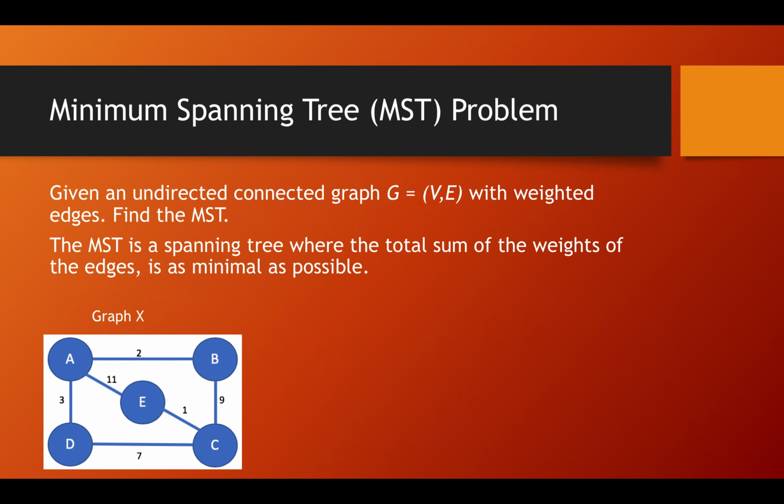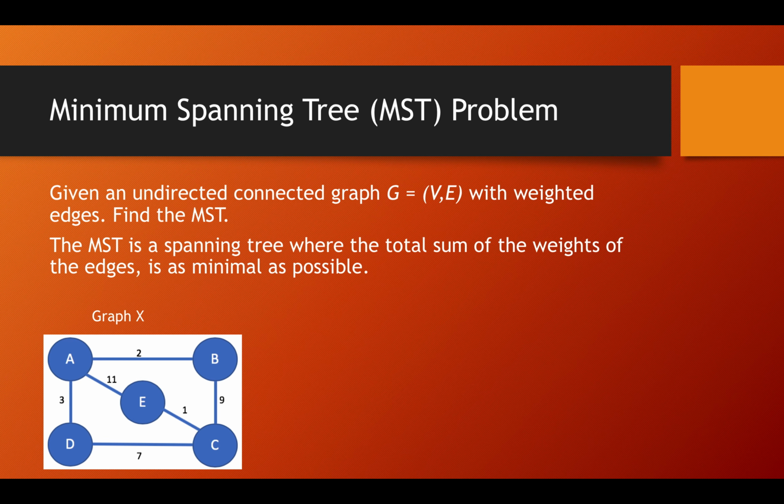To find the minimum spanning tree of a graph, the graph must be undirected, connected, and weighted. Undirected means the edges are bidirectional. Connected means there is a path between every pair of vertices, and weighted means each edge has a weight. It is important to note that the weights must be distinct.